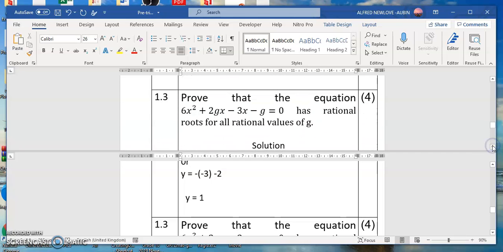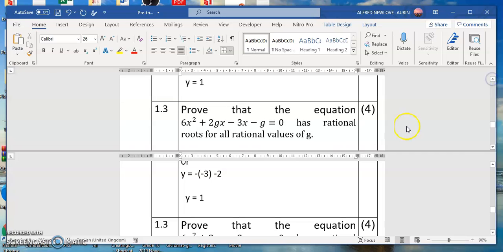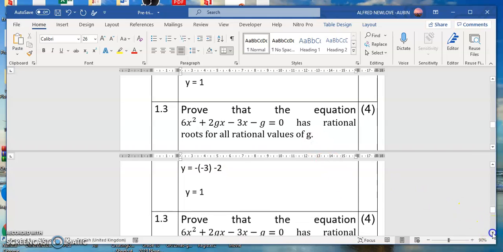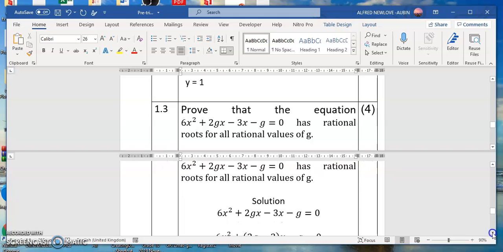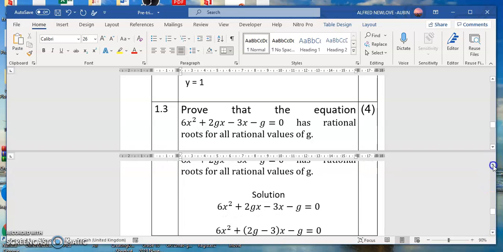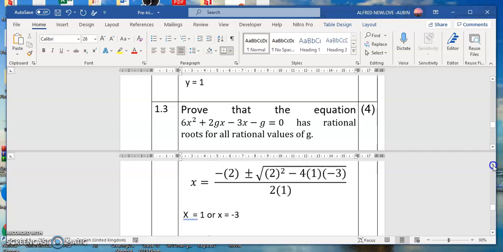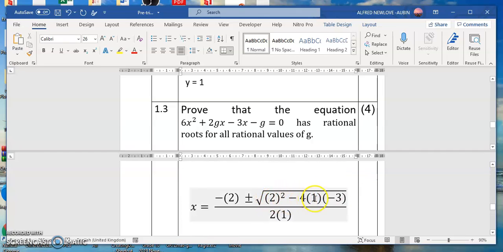Then the next question says prove that this equation has rational roots for all rational values of g. To do this one, for it to have rational roots, the discriminant must be a perfect square. What's the discriminant? The discriminant is the number under the square root, which is b squared minus 4ac.